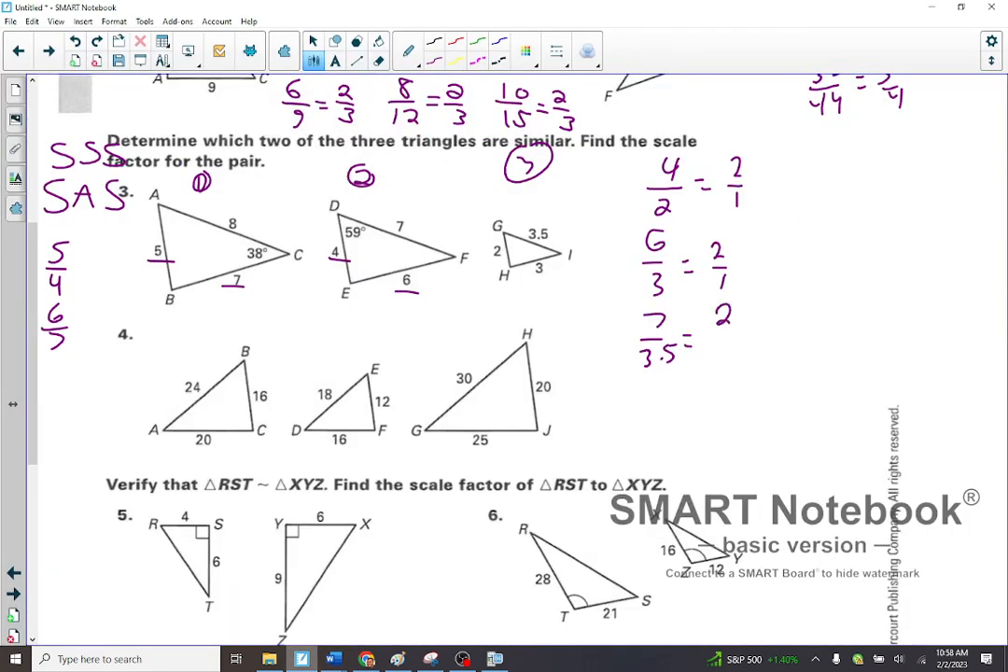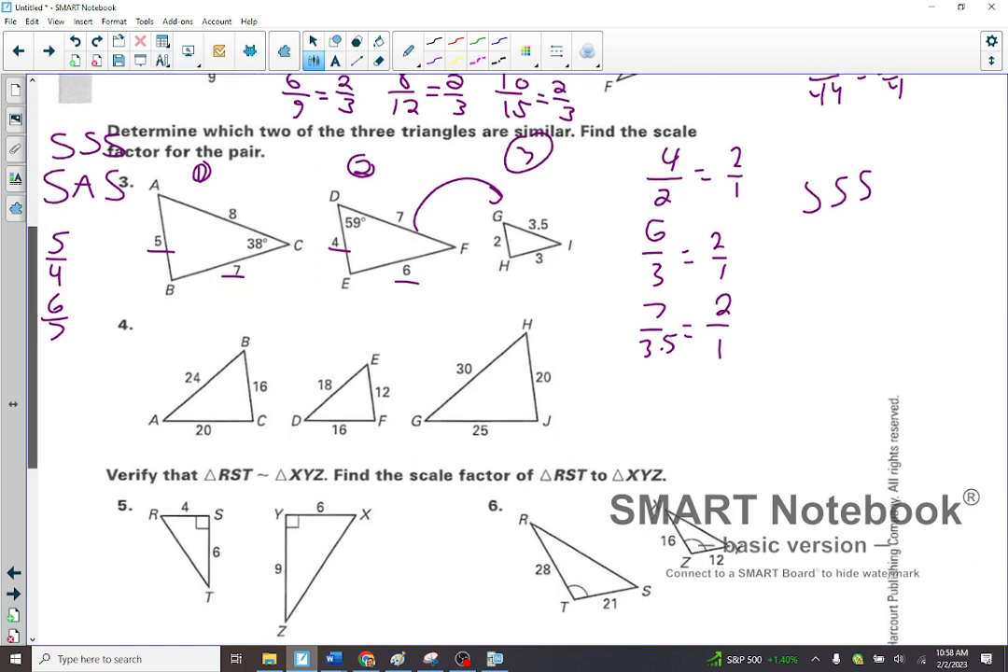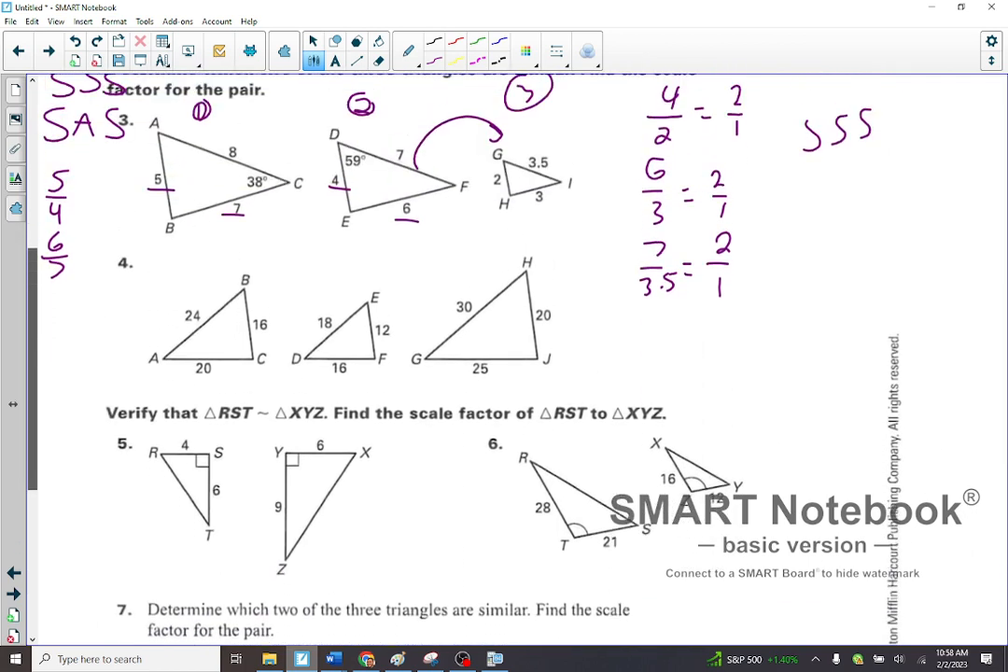Okay, so this is 2 over 1. So these two are similar. How are they similar? All 3 sides match. So that's side, side, side. Not side, angle, side, because I didn't do anything with the angle. For some sections, yes, some sections, no. I'll make the instructions clear when you do.